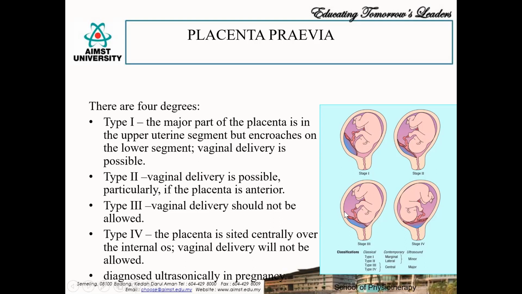In the third stage, if you see, the placenta is completely covering the cervix, and in the fourth stage it is completely over the cervix. In the earlier types, there is a chance of normal delivery, though it has some complications. In these two types, there is no chance of normal delivery at all, and they should not try for normal delivery. If they try, the placenta will come out first and the baby will die inside.